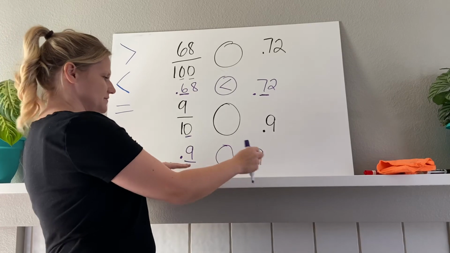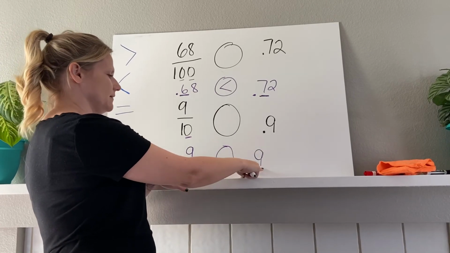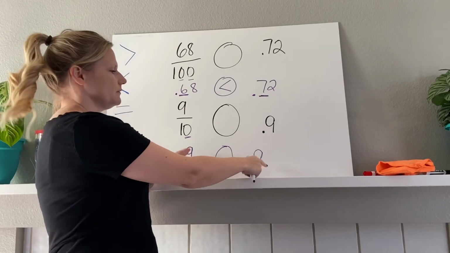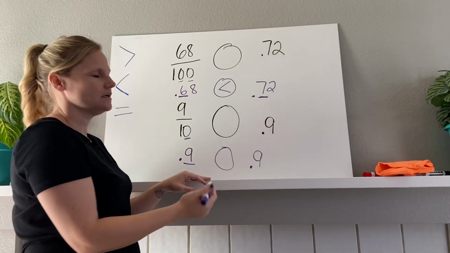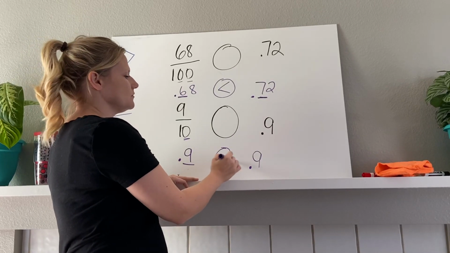We're going to go from the left to the right. We have our decimal in the same position, and then we have a 9. Both are 9s. We have no other numbers to compare them to, so that means that 9/10 is equal to 9/10.